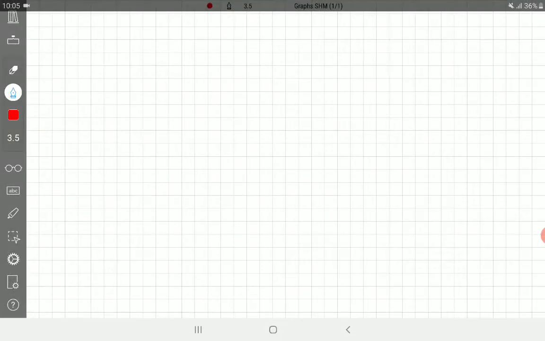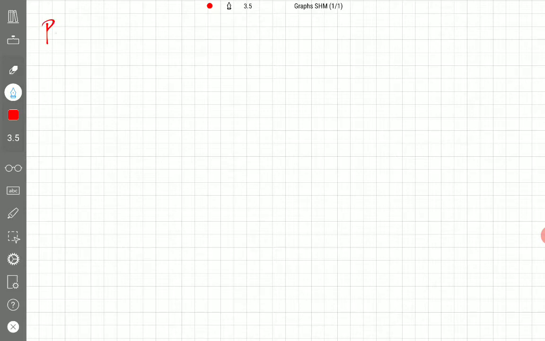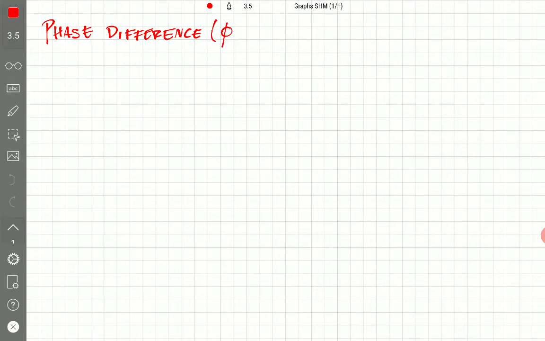So the concept that we're gonna cover in this short video is phase difference. This has nothing to do with phases as in solid, liquid, and gas phases of matter. This is something completely different, unrelated to that. Phase difference is something that we represent with a letter from the Greek alphabet that looks like this. Sorry, let me draw it again. It looks like this. And the name of that letter is phi.